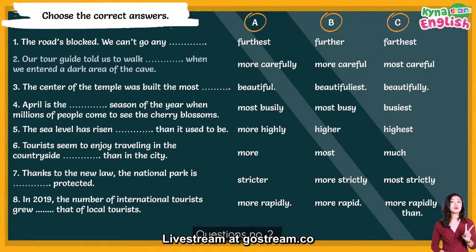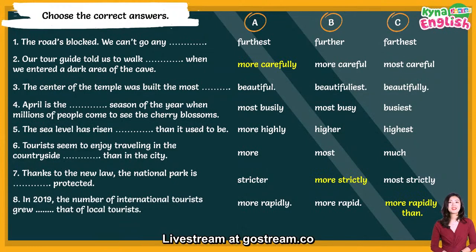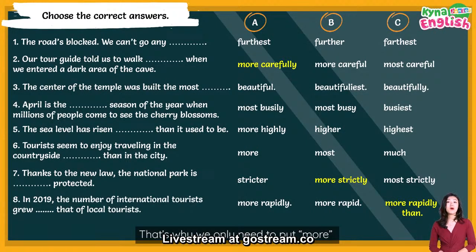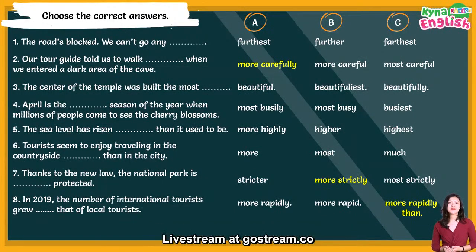Questions number 2, 7 and 8 are comparatives for regular adverbs that end in ly. That's why we only need to put more in front of the adverbs. For question number 8, we need to put than after rapidly to connect two things in comparison in the sentence. They are economies in tourist areas and those in other areas.